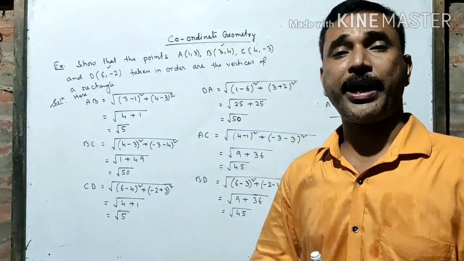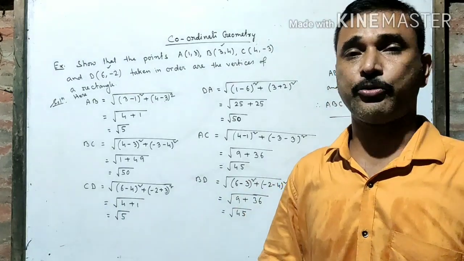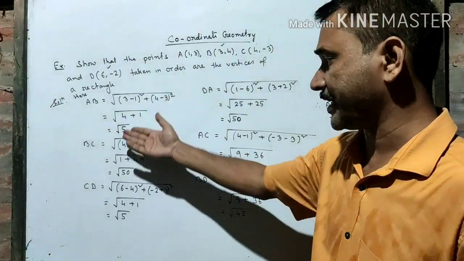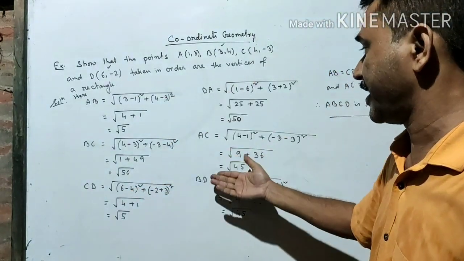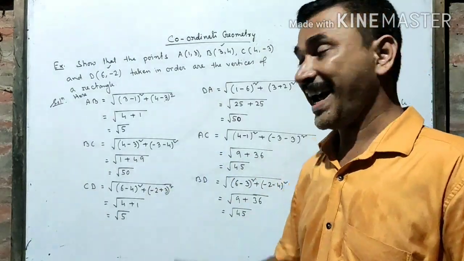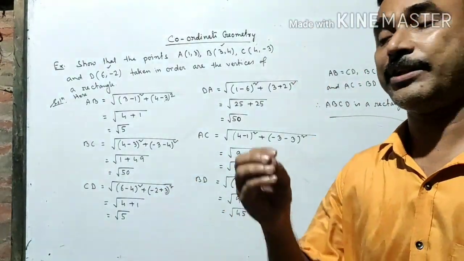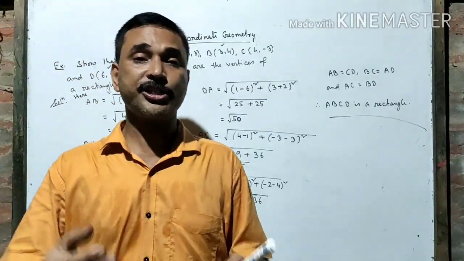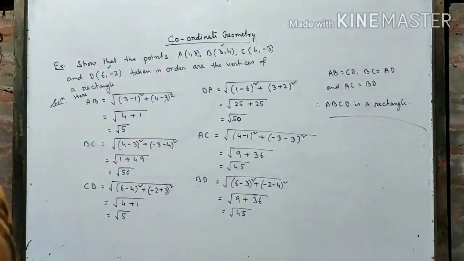Similarly, to show the quadrilateral ABCD is a square, we have to show that AB is equal to BC is equal to CD is equal to DA. Just like this, you find AB, BC, CD, DA, AC, BD. If AB is equal to BC is equal to CD is equal to DA and AC is equal to BD, then we will conclude that the quadrilateral ABCD is a square. So I hope you can do all such types of problems. Now, let us move to the next topic.